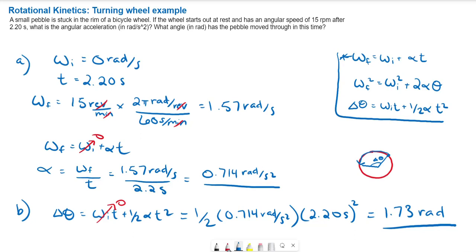As you can see, these are really similar to the other types of kinematic problems that we did in projectile motion, with the main difference just being that we're looking at this as an angular distance and speed and acceleration.